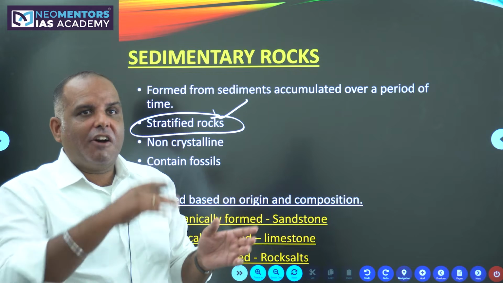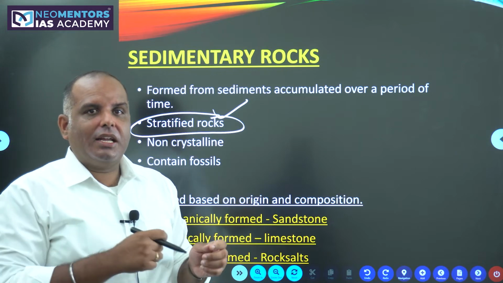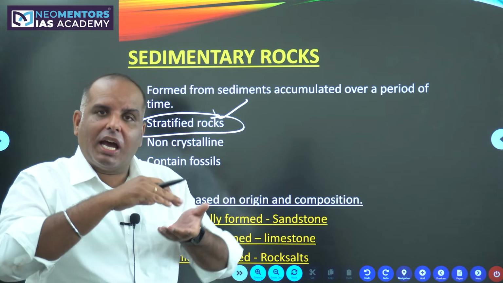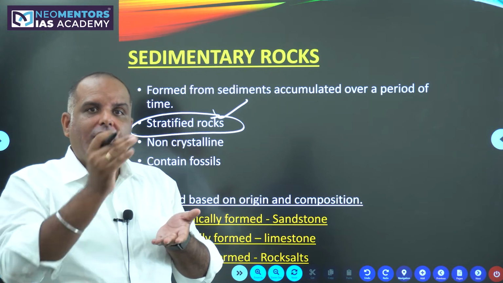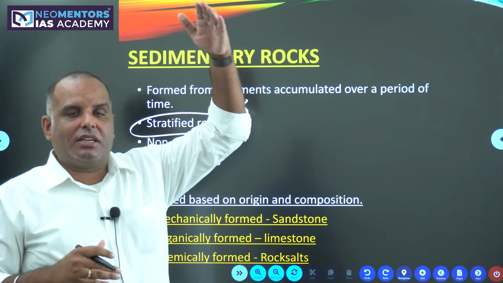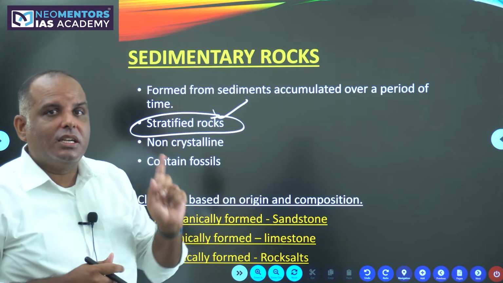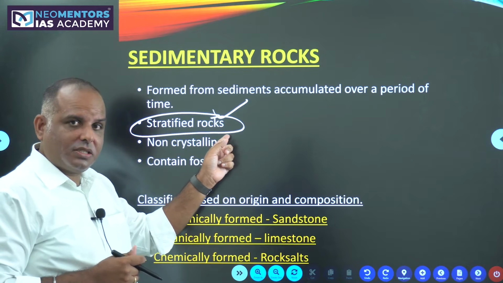So if we have multiple sources and it is occurring periodically, one after the other, that means we can have sediments of different chemical composition in different layers. That means different strata. That's why we are calling them stratified rocks, right?